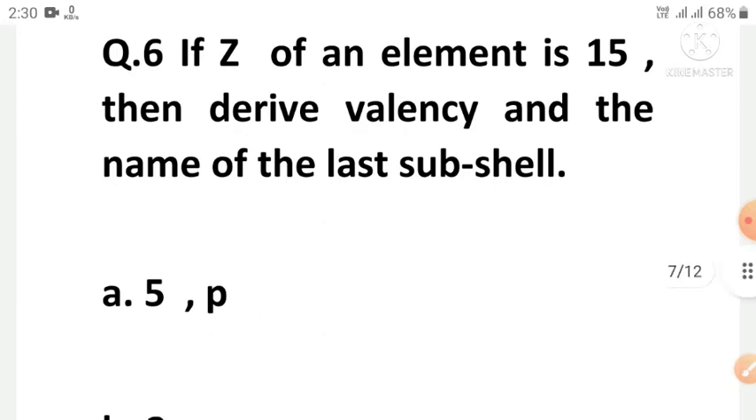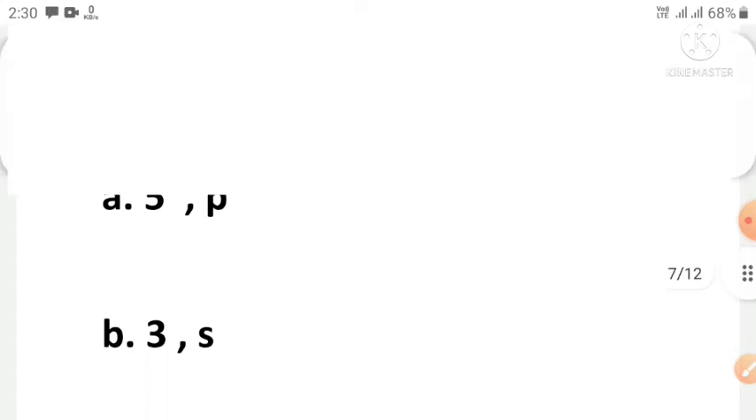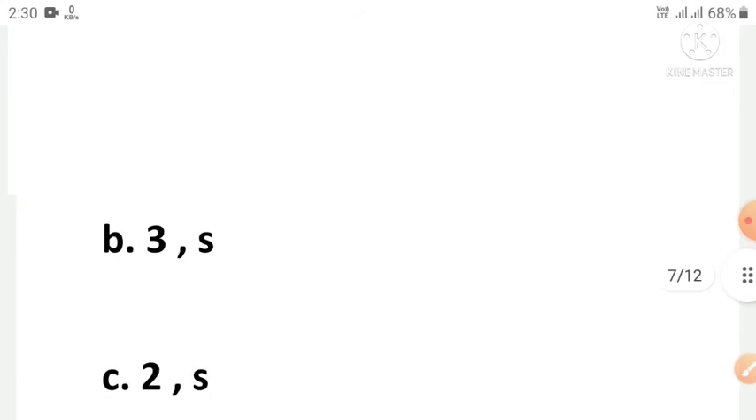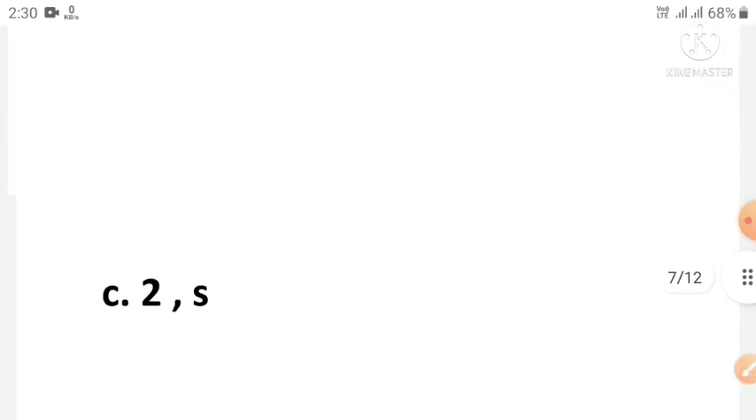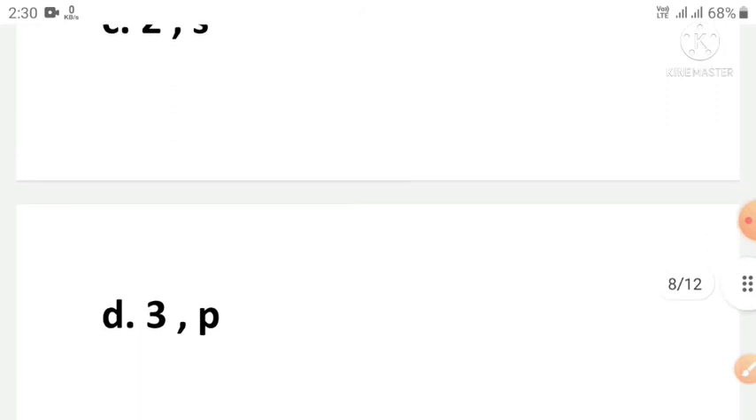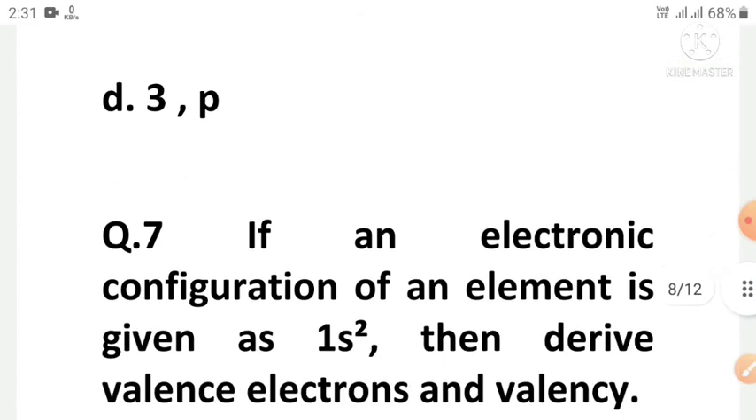4 options are given: A 5 and P subcell, B 3 and S subcell, C 2 and S subcell, and D 3 and P subcell. So we have to choose the correct option.